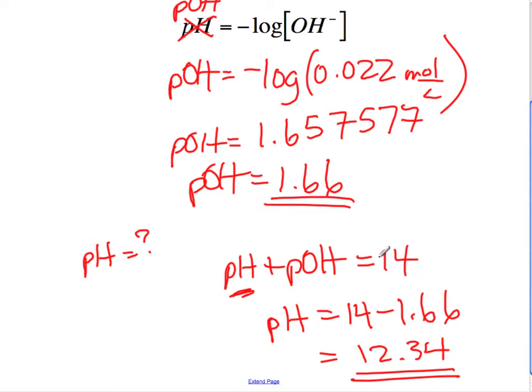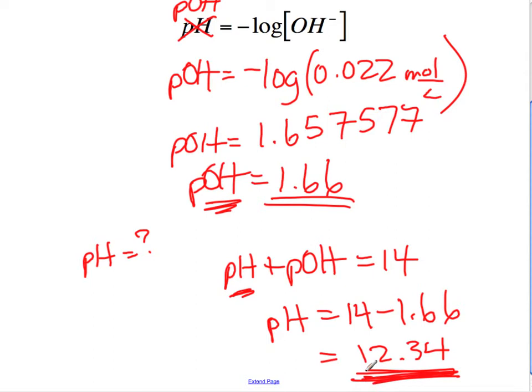The pOH of that solution is 1.66. So the pOH is getting close to 0. The closer it gets to 0, the more basic the substance is. If I have a pH, like in this case, of 12.34, it means it's not very acidic.